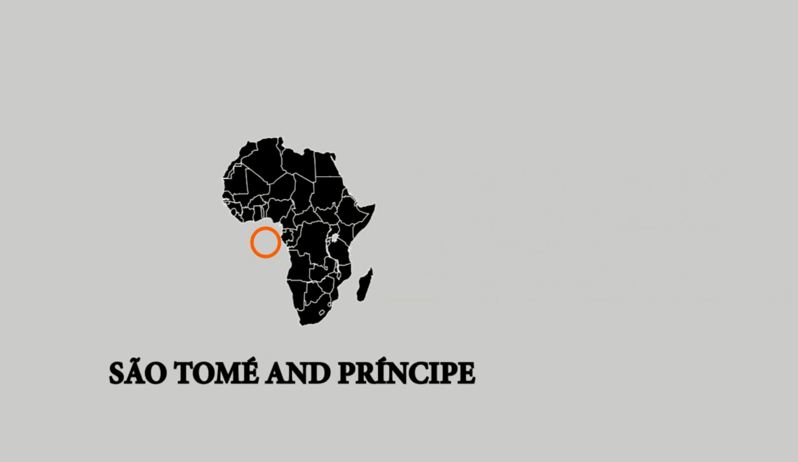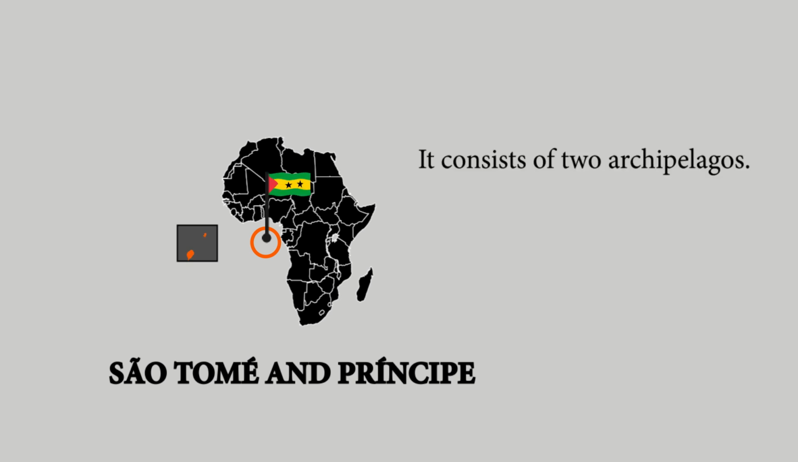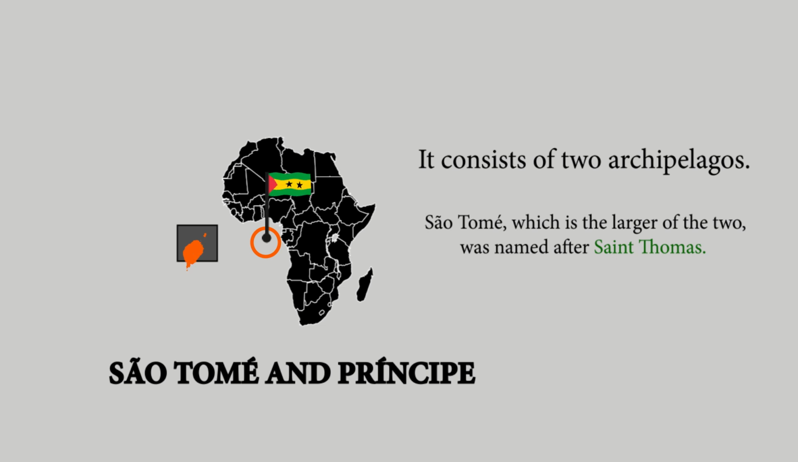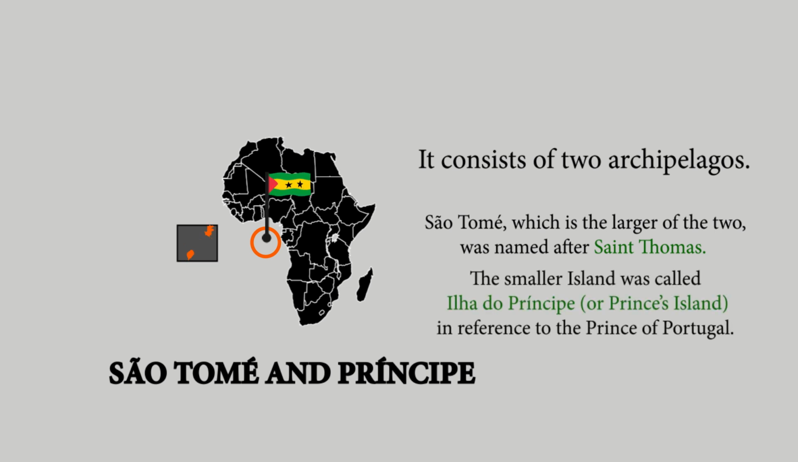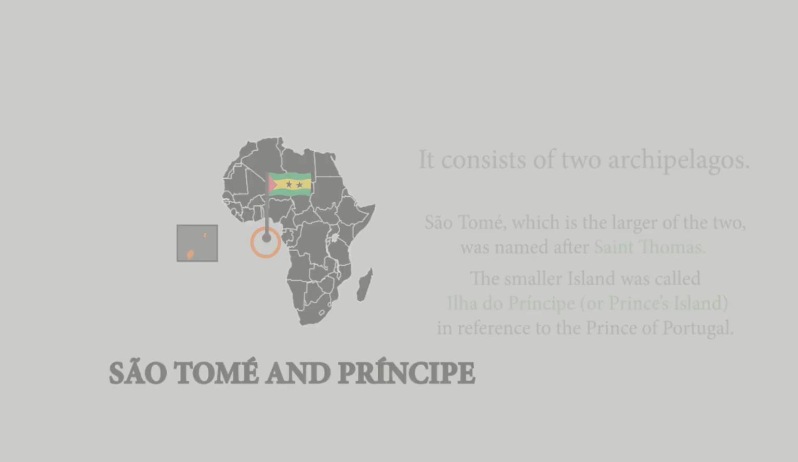Sao Tome and Principe. Sao Tome and Principe is a small island country off the coast of West Africa. It consists of two archipelagos around the two main islands of Sao Tome and Principe. Sao Tome, which is the larger of the two, was named after Saint Thomas in honor of the day of its discovery by Portuguese explorers in 1471. The smaller island was called Ilha do Príncipe, or Prince Island, in reference to the Prince of Portugal.